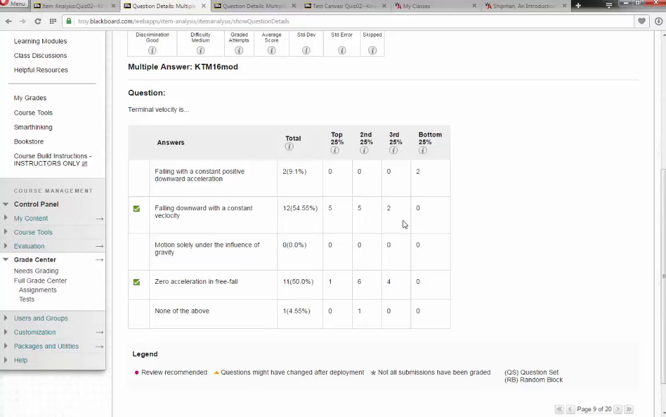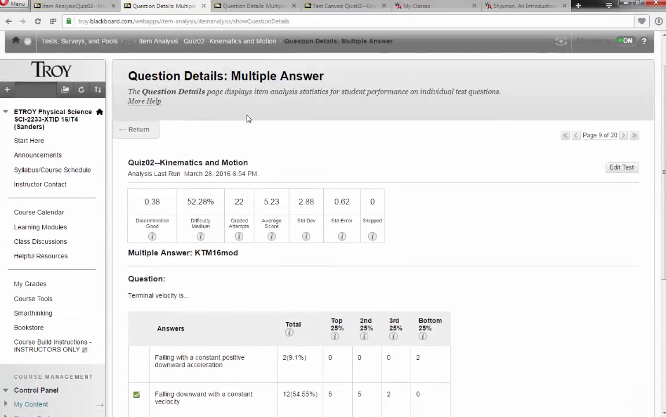So that's what fouled a lot of people up, although if you look, you can see that quite a few people also got this one correct. So let's look at the next question.